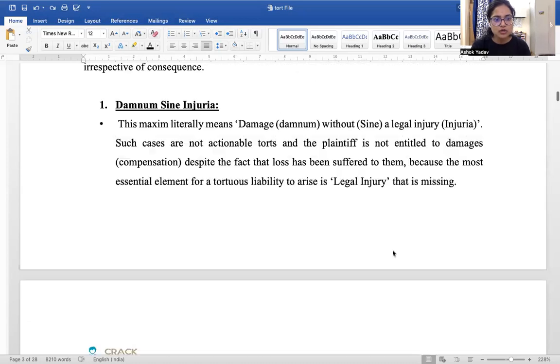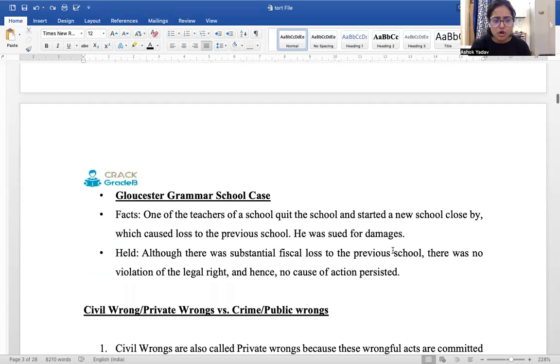An important case law in this is the Gloucester Grammar School case. The facts are, one of the teachers of a school quit the school and started a new school close by, which caused loss to the previous school. He was sued for damages. Although there was a substantial loss to the previous school, there was no violation of a legal right, and hence no cause of action persisted and no damages were given.